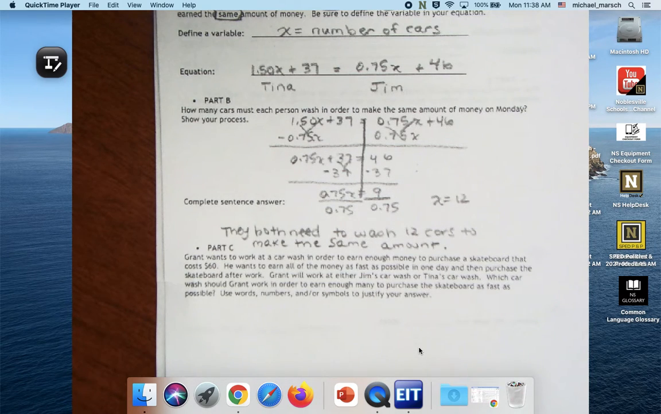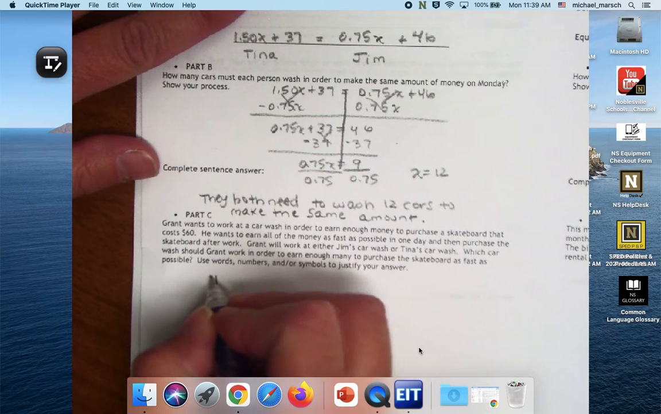What are we trying to figure out here? What's my goal here? The situation with Grant is to determine which car wash he should work at. Yeah, where should he work to make $60 the fastest, right? Does that mean he wants to wash more cars or less cars? Less, right? That would get it faster, right, Ben? Okay, so let's set up a couple equations here.